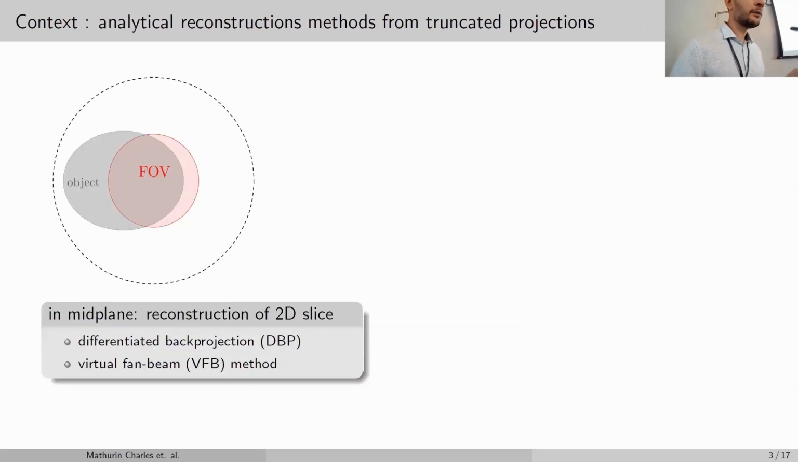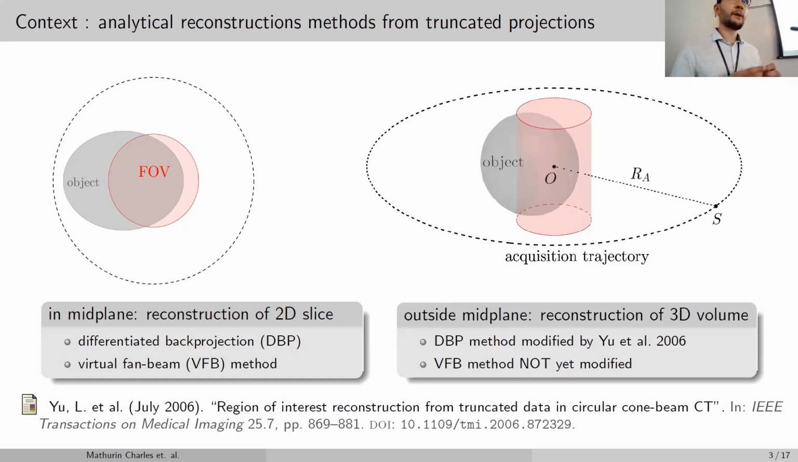In the midplane, for the reconstruction inside the field of view, we know two analytical methods that can handle truncation and perform a reconstruction in a part of the object. They are the differentiated back projection, DBP, and the virtual fan beam method. Outside the midplane, the DBP was modified by Yu et al. 2006. However, the virtual fan beam method has not yet been modified to this context, and so this is the goal of our work.